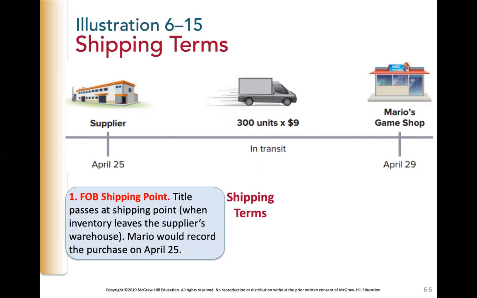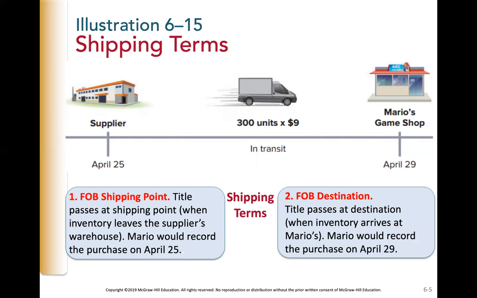For example, Mario purchased 300 units for $2,700 on April 25th. The terms were FOB shipping point. The inventory was shipped from the supplier's warehouse on April 25th, but did not arrive at Mario's location until April 29th. Using the FOB shipping point, Mario would record the purchase when title passes, April 25th, even though Mario does not have physical possession of the inventory until April 29th.